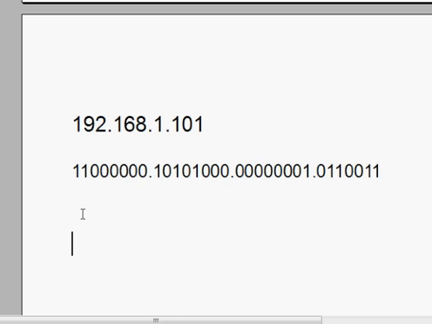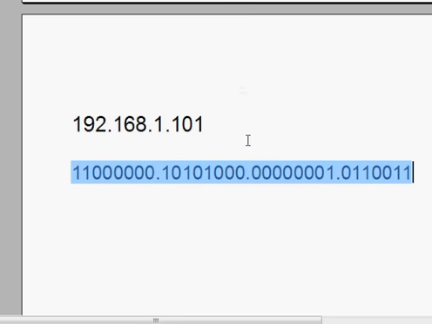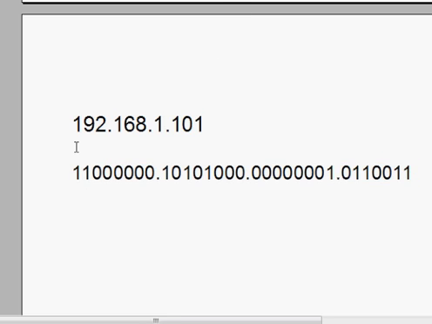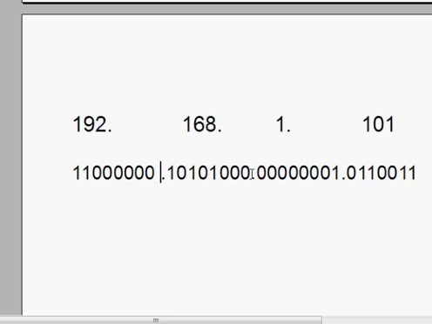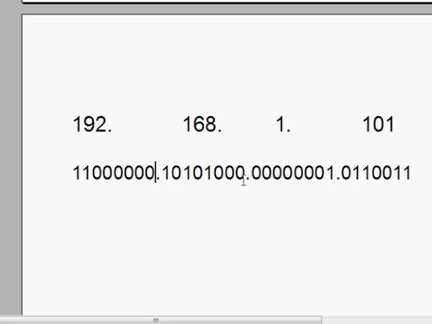Okay, so right there, I'll make this a little bit bigger. Take that to size 22. We'll say here is the number 192. That's the 168. There's the 1, and there's the 101. So this IP address scheme has been divided into 4 parts, one part for each number.